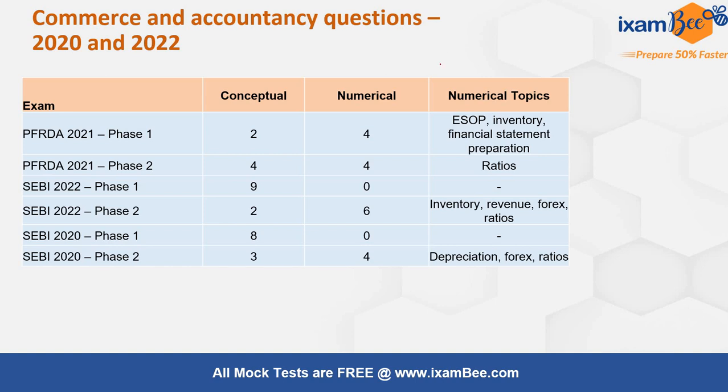As far as commerce and accountancy questions are concerned, this is quite an analysis of what all questions from conceptual and numerical concepts came in 2021, 2020 and 2022, phase 1 and 2. So we have to give a lot of importance on these topics, which is ESOPs, inventory, financial statement preparation, ratios, revenue, forex ratios. Ratios have already come a lot of times, depreciation. So we will be focusing on these questions more so that there is more chance for you to gain marks.